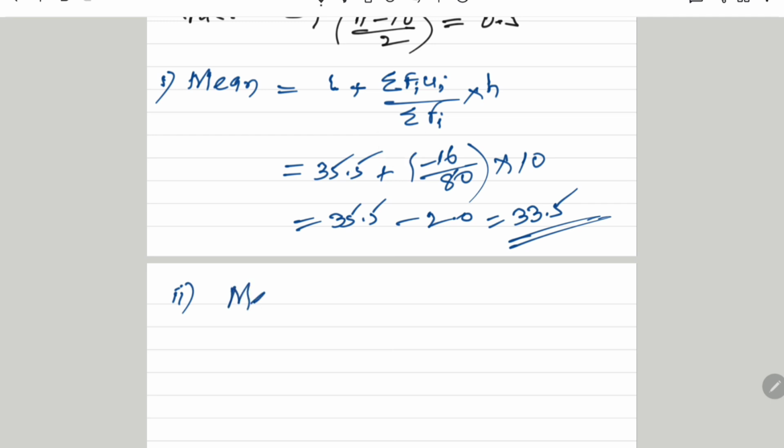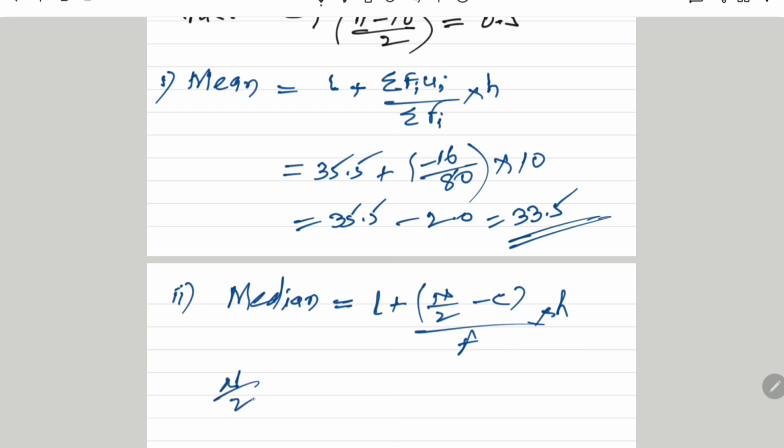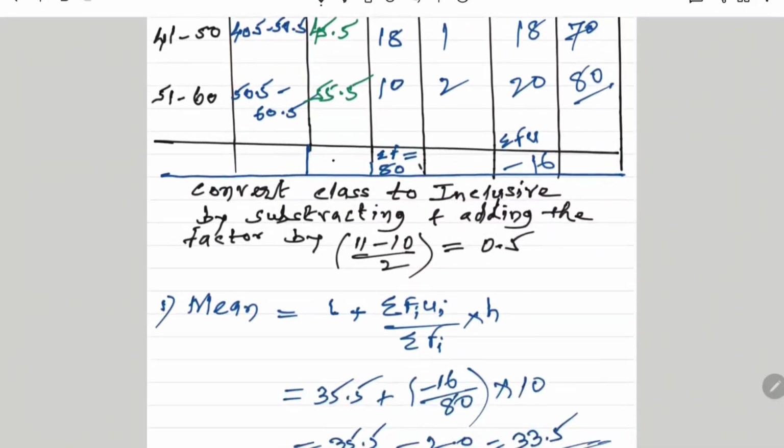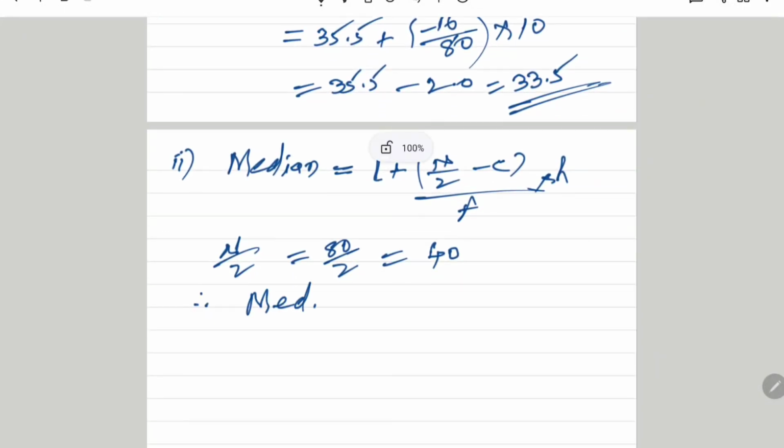Then second, we find out the value of median by the formula. It is L plus n by 2 minus C divided by F into H. Therefore, first of all, we find the value of n by 2. N is sum of the frequencies 80 by 2, that is 40. And then see the value of CF, where it lies. Therefore, 5, 17, 32 does not contain that 40. Therefore, the next one, 52, contains that value of 40, and therefore corresponding class is the median class.